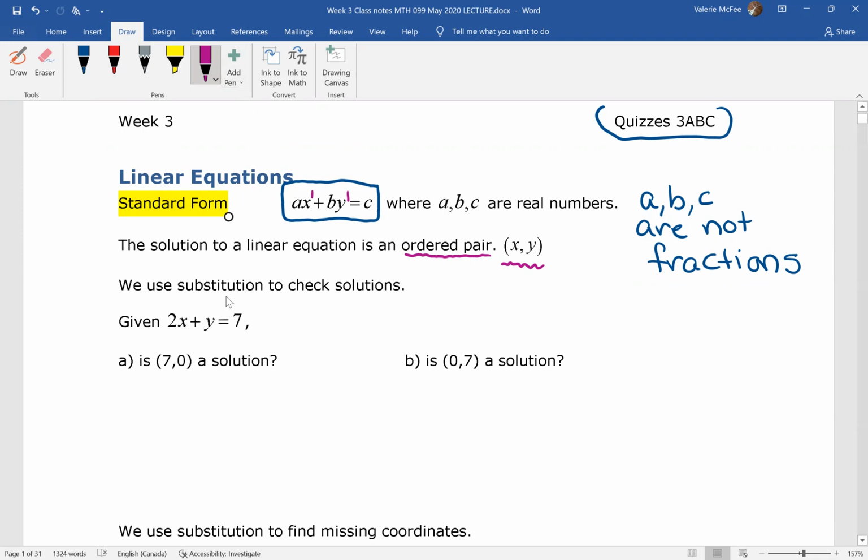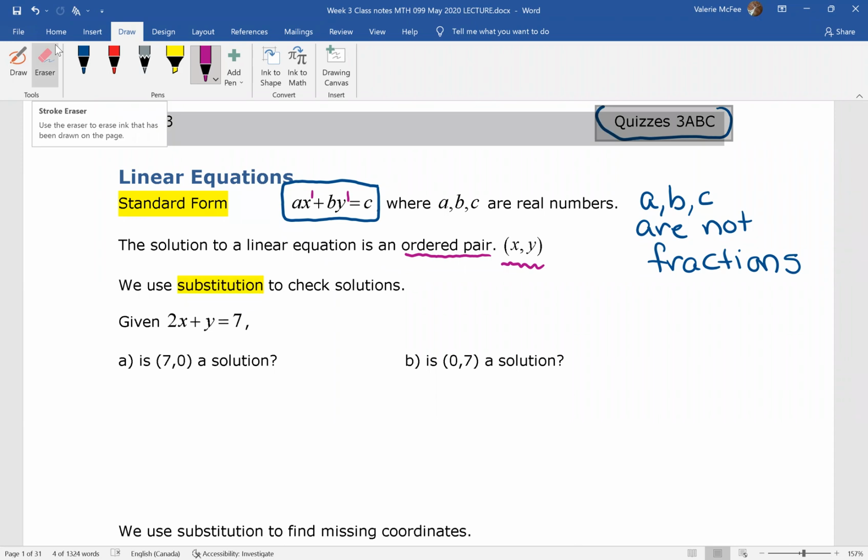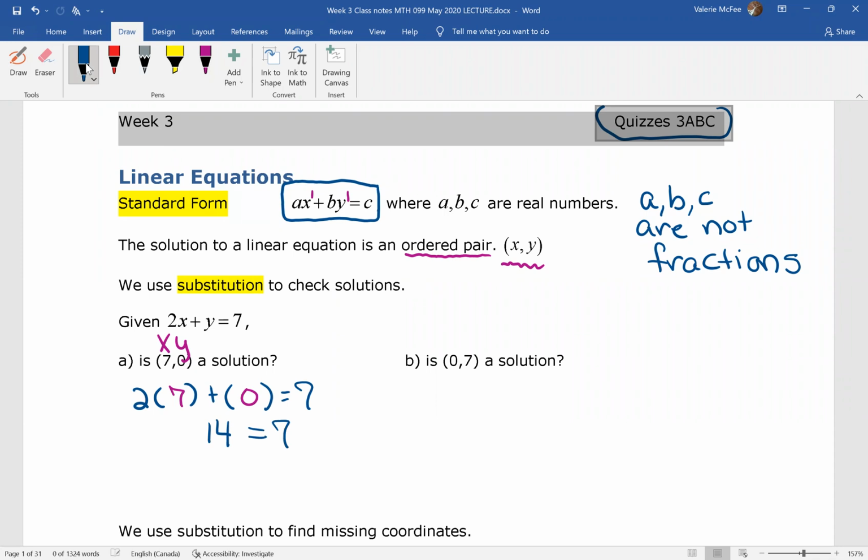Well, the way we check whether something is a solution is by using substitution. Remember that our first value here is x, our second one is y, so we're going to substitute into the equation 2 times x plus y equals 7. x is 7, y is 0. Now we see 14 equals 7. This is not true. That tells us that (7, 0) is not a solution.